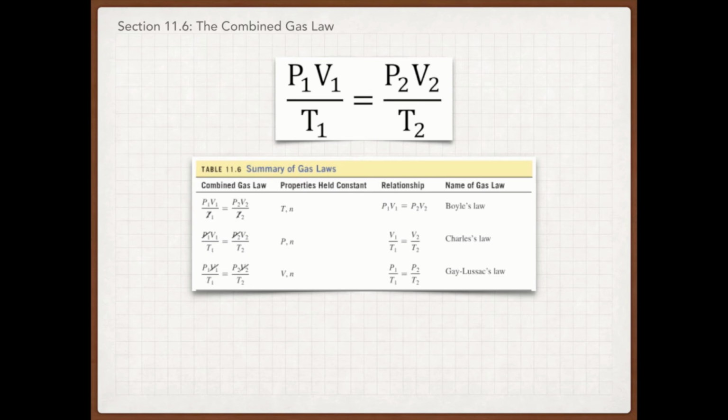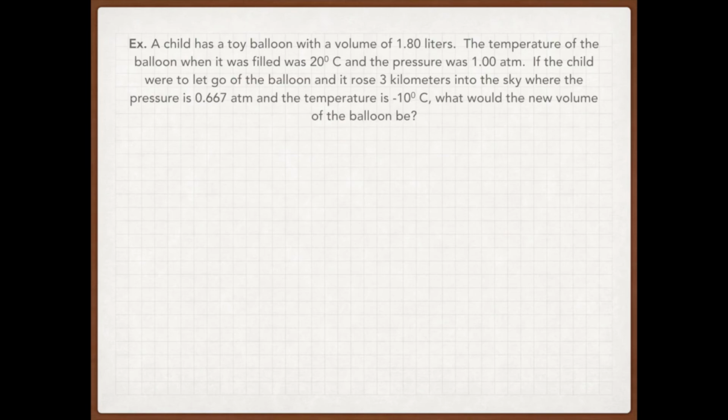If instead I kept pressure the same, then I would have Charles's law, V1 over T1 equals V2 over T2, showing that volume and temperature are directly related. And then finally, if my volume stays the same, I've got Gay-Lussac's law, P1 over T1 equals P2 over T2, showing that pressure and temperature are directly related as well. However, if all three of these variables change, then I need to use the combined gas law. So let's look at it.